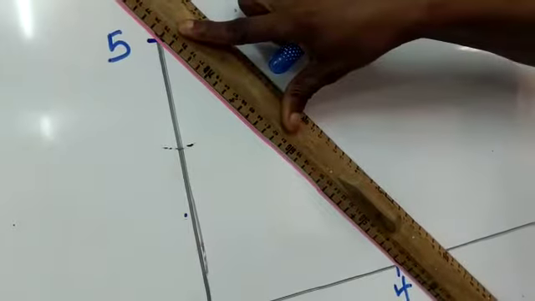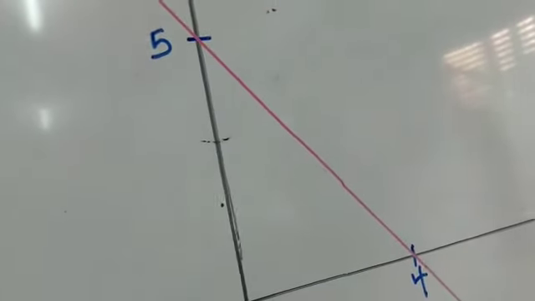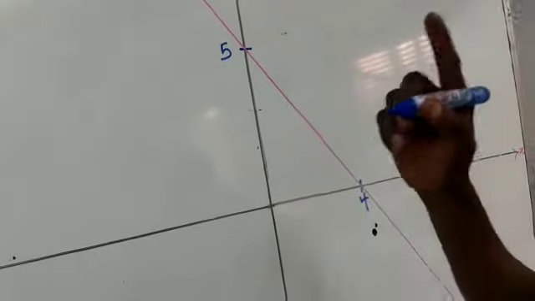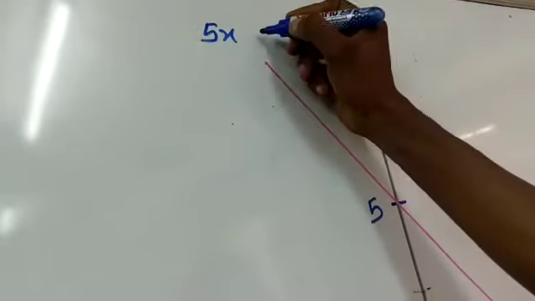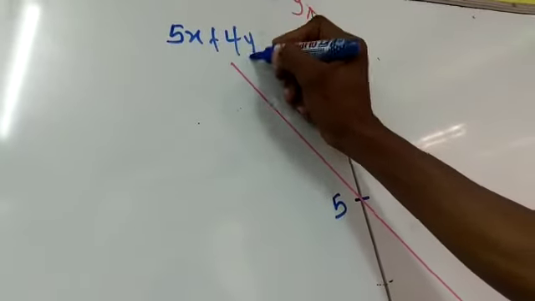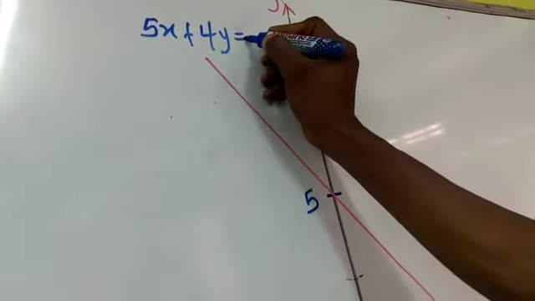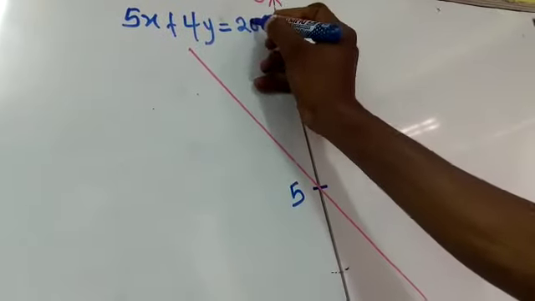Okay. And it's normal to write the equation of the line, not the inequality, but the equation of the line. And the equation of the line is 5x plus 4y. Change the inequality sign to equals 20. Okay? Now, let's go back to our inequality.